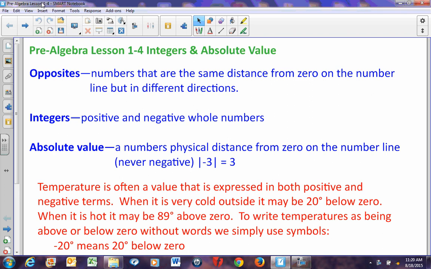This is pre-algebra lesson 1-4, integers and absolute value. Here are some important vocabulary words that go along with this lesson. Opposites are numbers that are the same distance from zero on the number line, but in different directions.